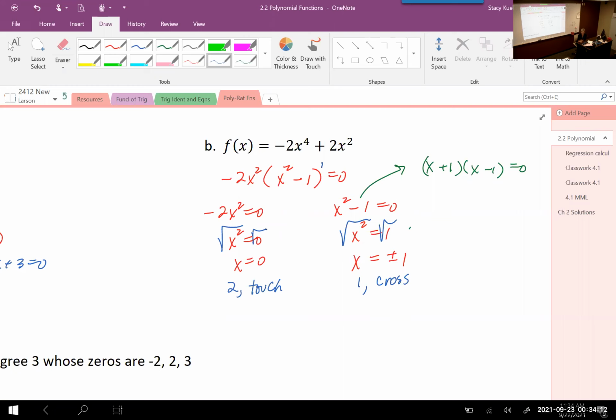Now, the only time that's going to come into play is when we actually do our long division, and that's another story, all right? But ultimately, I'm just crossing or I'm just touching.